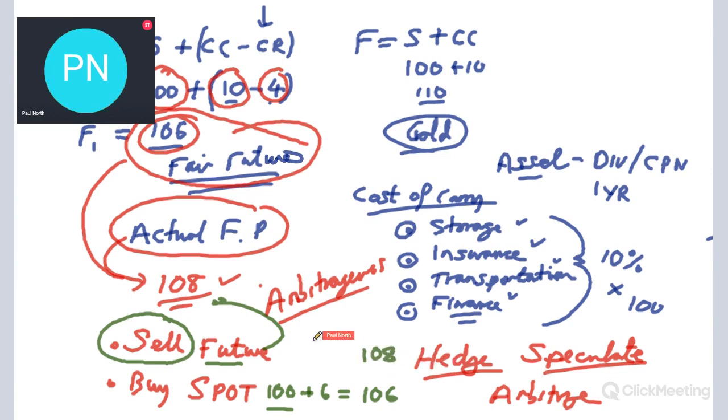So you agree in 1 year's time to deliver the underlying asset to your futures counterparty, and they agree, of course, because they're financially obligated to pay you 108. How much does the asset cost you? 100 initially plus 6, 106. So you can see here that you're going to make a benefit of 2 from that transaction.